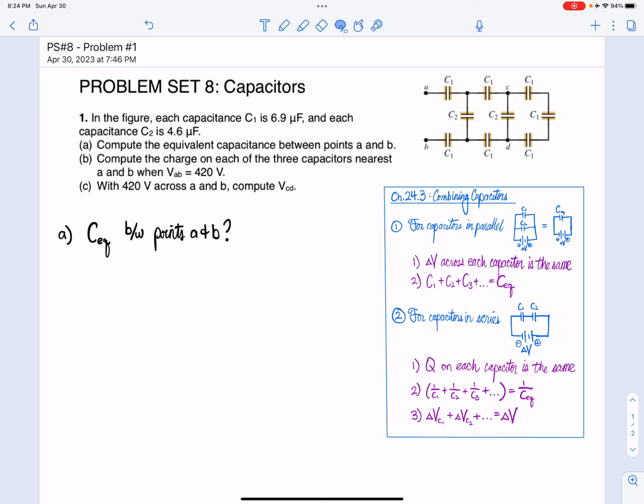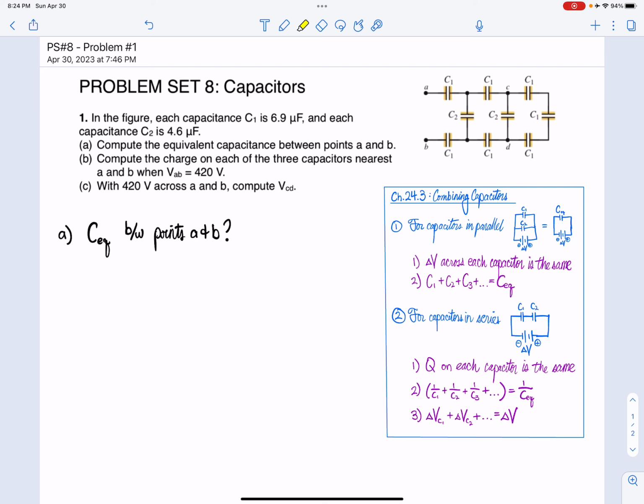Part B, compute the charge on each of the three capacitors nearest point A and point B, when the voltage between point A and point B is equal to 420 volts. And part C, with 420 volts across point A and point B, compute the voltage between point C and point D.